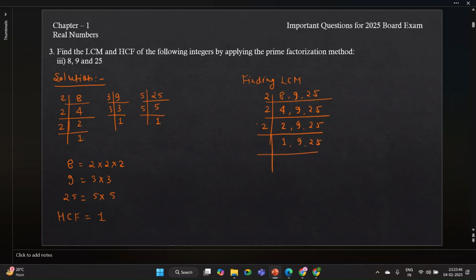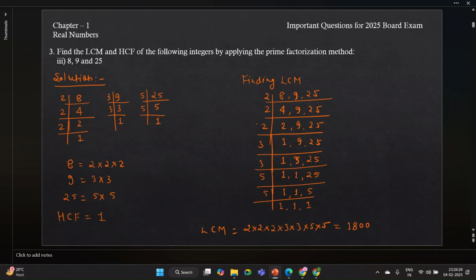Now we are going for 3. So 1, and then 3 times 3 is 9, and 25 is the same. Again I'm dividing by 3, so it would be 1, 1, and 25 as it is. Now we can write 5, and then 1, 1, 1. LCM is equal to 2 times 2 times 2, and then 3 times 3 times 5 times 5. If you do the multiplication, you will get 1800. 1800 would be your answer.